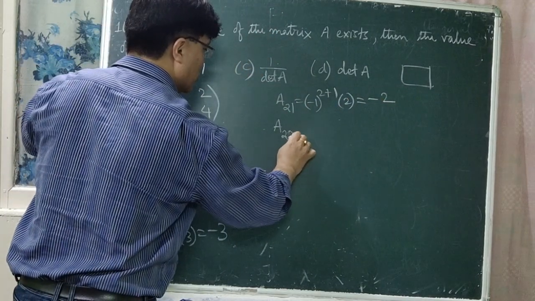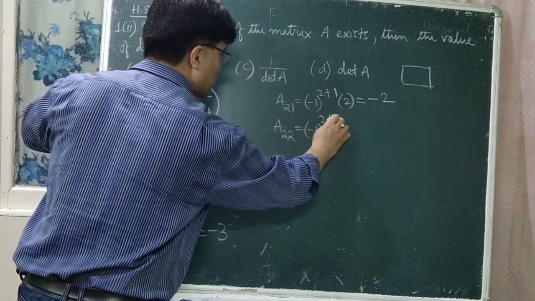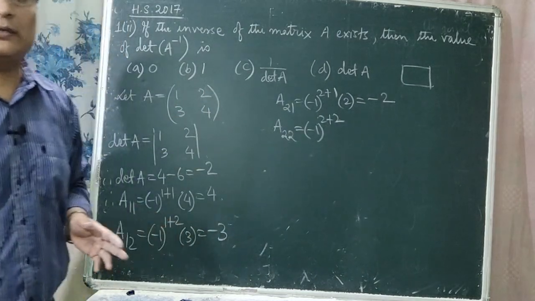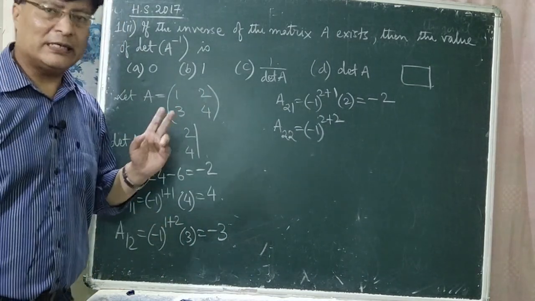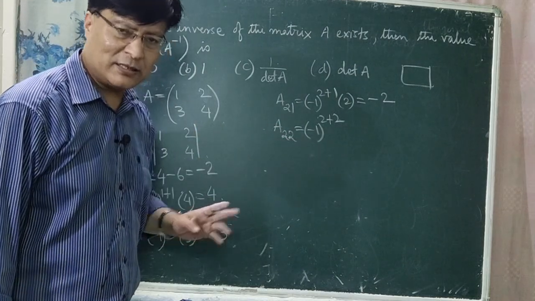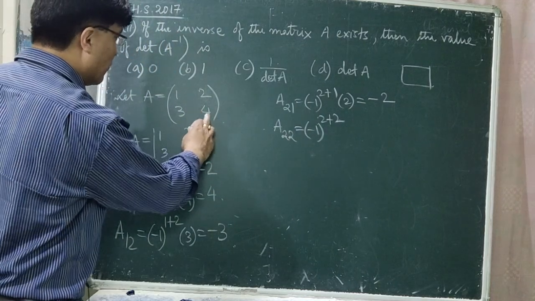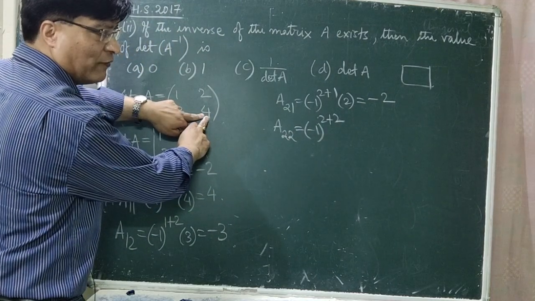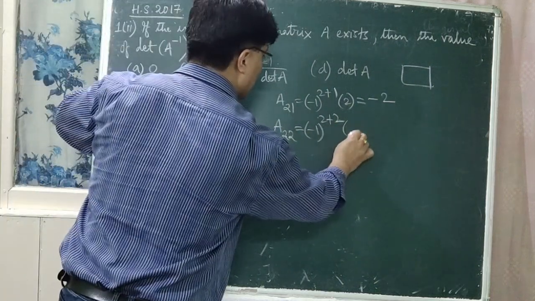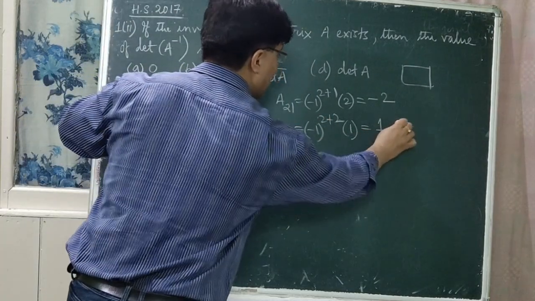Then comes A22. What is A22? Consider the sign first. (-1) whole to the power 2+2. We have considered the sign. Now what does A22 mean? It means this is the cofactor of the element belonging to the second row and the second column. That means 4. Take the cofactor of 4. Delete the row and the column through the element 4. That leaves 1. So (-1) to the power 4 is always 1, and 1 times 1 is 1.